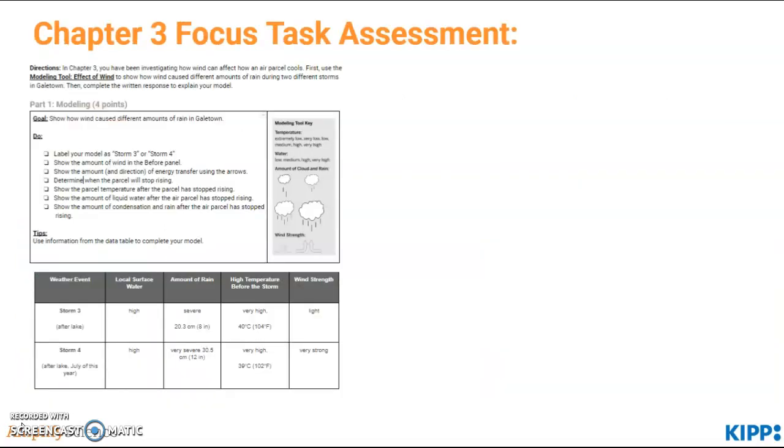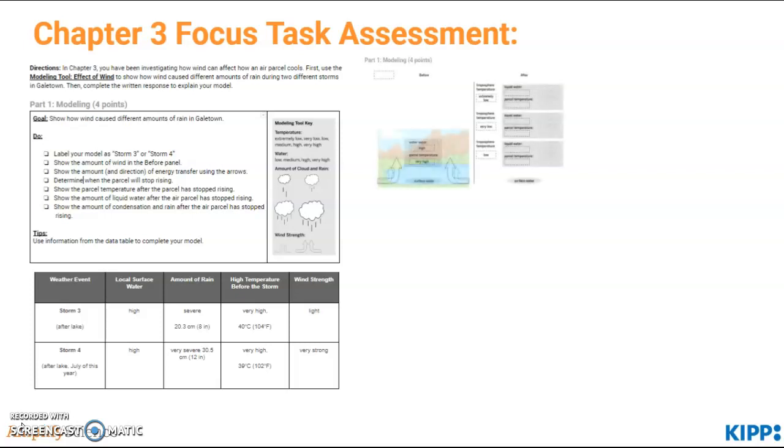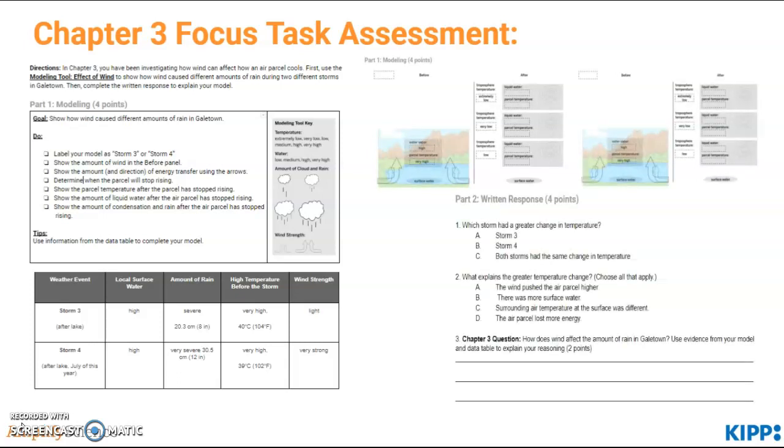The Chapter 3 focus task asks students to express their understanding of Progress Build 3 by creating a model and explaining their model with a written response. Pause the video here to complete Progress Build 3 and press play when you're ready to see the rubric and exemplar.